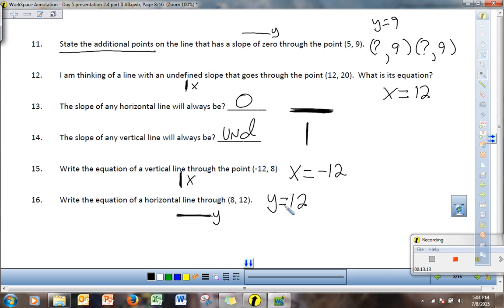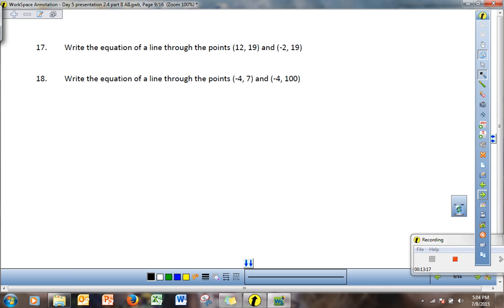So that's how easy horizontal and vertical lines are. I think I got a couple more, but write the equation of a line through the points (12, 19) and (-2, 19). Notice this, both the y values are 19, y equal 19. Write the equation of a line through the points (-4, 7) and (-4, 100). Notice these values are the same. Answer, x equal -4, because the x values were the same.